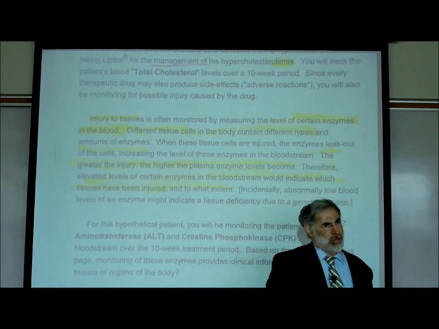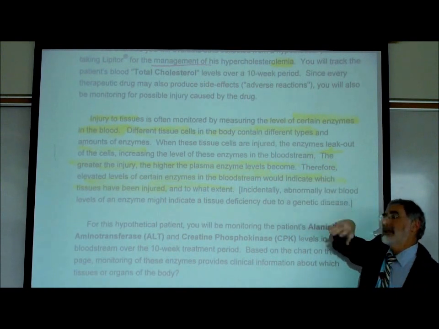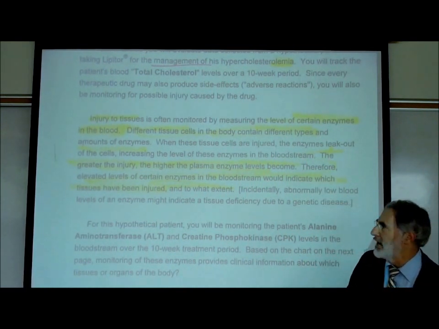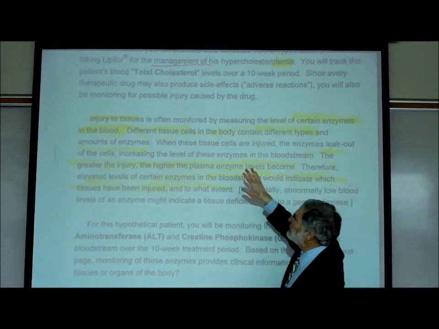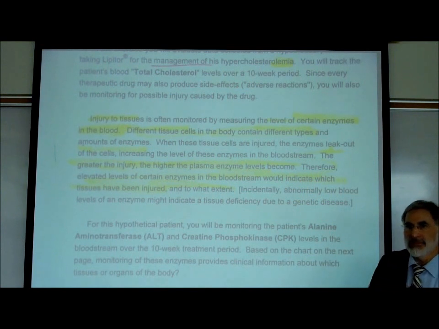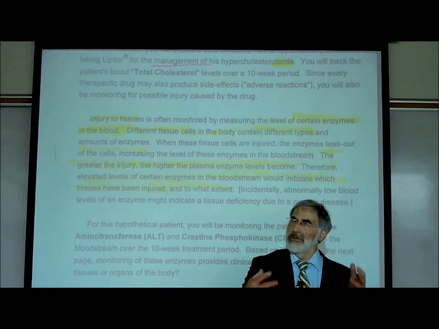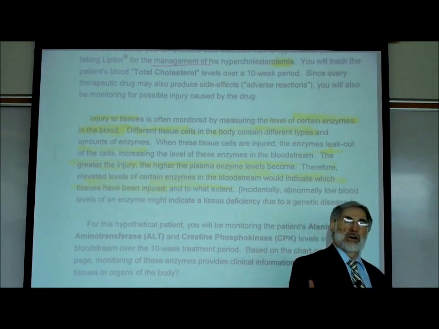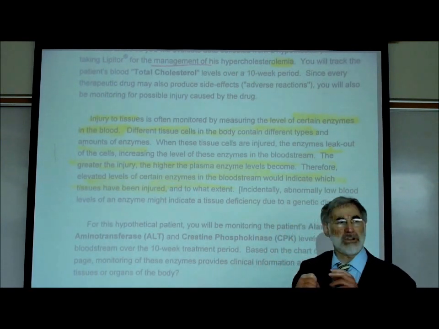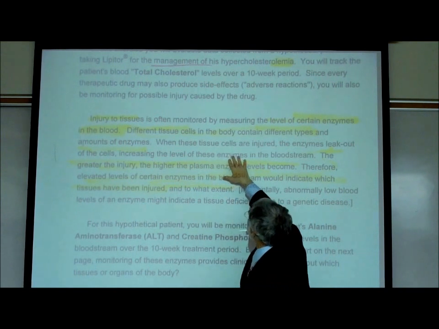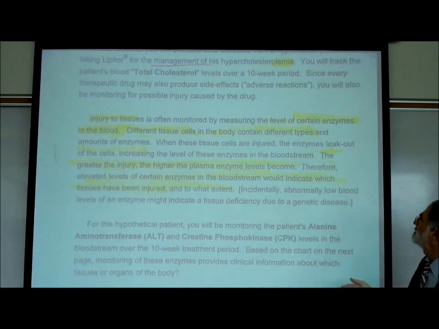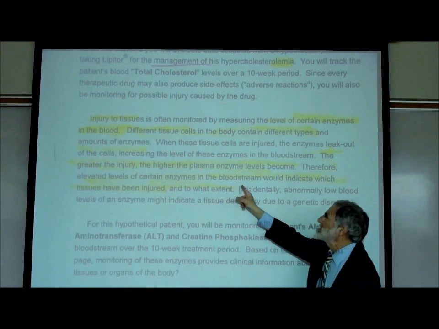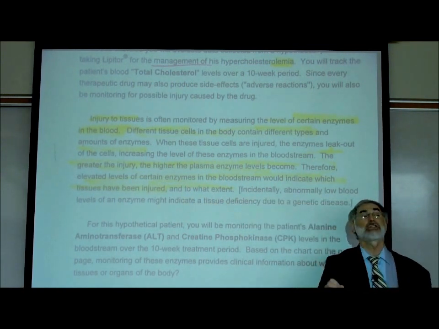Whenever tissues are injured for any reason, they release or leak enzymes from those injured cells. So we wrote that injury to tissues is often monitored by measuring the level of certain enzymes in the blood. You see, different cells in our body contain different types and amounts of enzymes. The muscle cells contain different enzymes needed for muscle chemical reactions than do brain cells, which have other enzymes needed for chemical reactions occurring in brain cells. So when these tissue cells are injured, the enzymes leak out of the cells into the bloodstream, raising these enzyme levels in the blood. The greater the injury, the higher the plasma enzyme levels become. Therefore, elevated levels of certain enzymes in the bloodstream would indicate which tissues have been injured and to what extent.